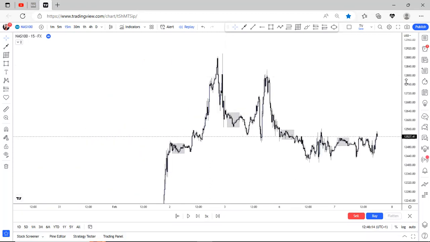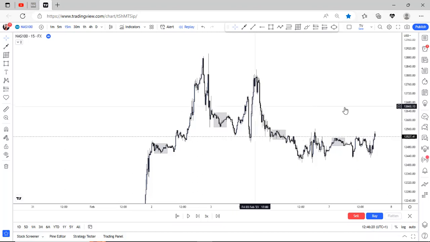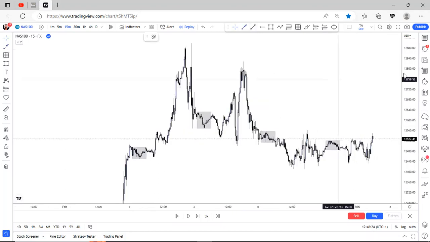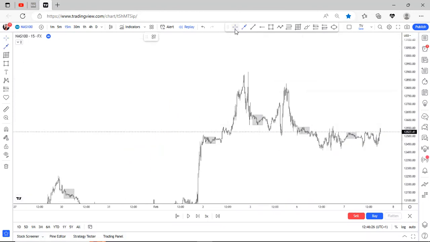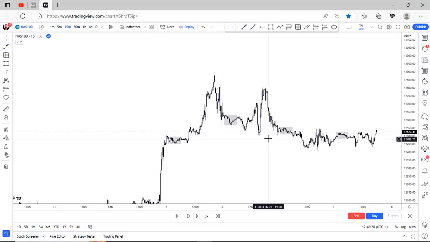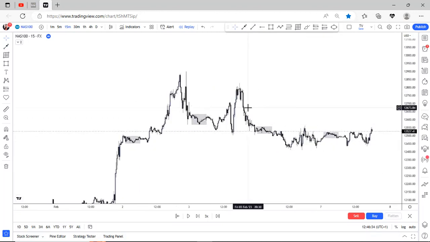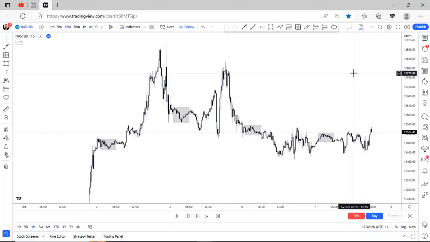Since the beginning of this year, I have not been trading indices. I've basically been on my GBP USD and Euro USD. But I just came on the chart randomly and I was like, let me see what Nasdaq has been doing since the start of this year. I got on the chart, and the first thing I noticed, let's just start on this 15 minutes time frame.